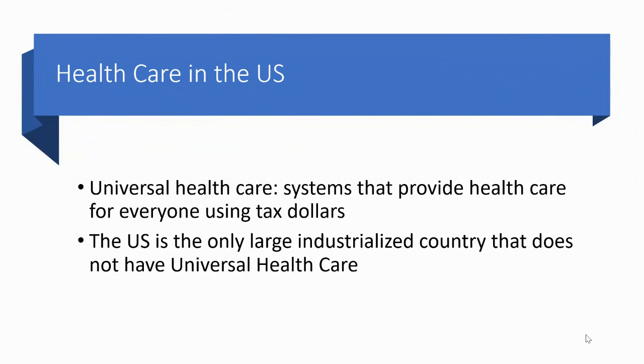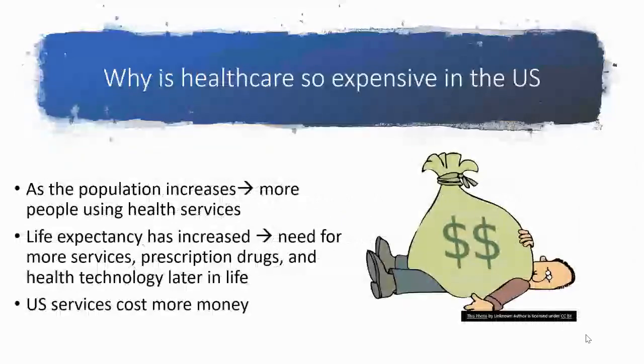The U.S. is the only large industrialized country that does not utilize universal healthcare. Universal healthcare is described as a system that provides healthcare for everyone using tax dollars. So why is healthcare so expensive in the United States? Well, first, as our population continues to increase, more people are using health services. That makes sense. The more people, the more expensive it's going to be.